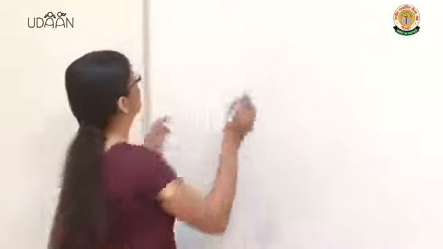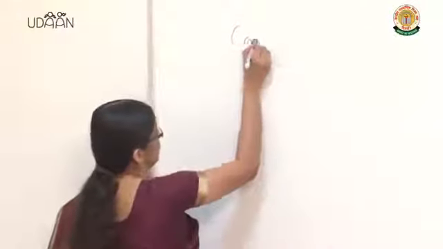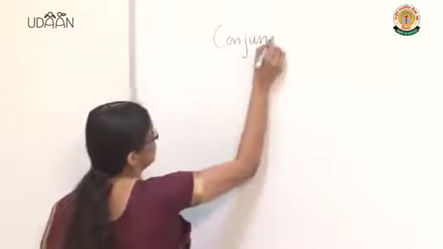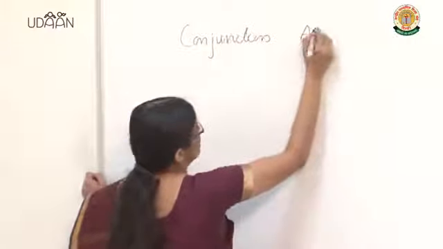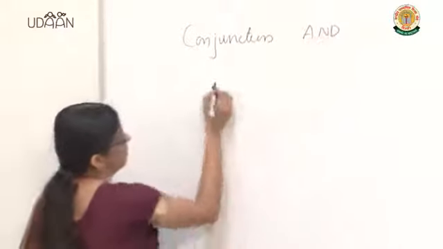Hello kids, the topic which we are going to discuss today is mathematical reasoning. Let us discuss some of the logical connectives. The first one which we are going to discuss is conjunction. Conjunction, or we normally call it the AND statement.